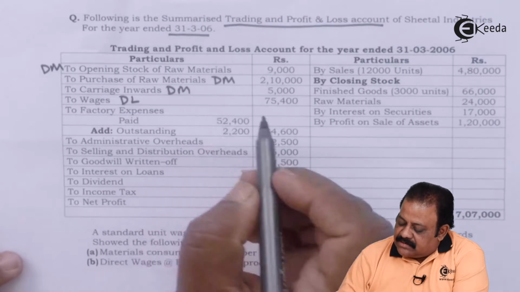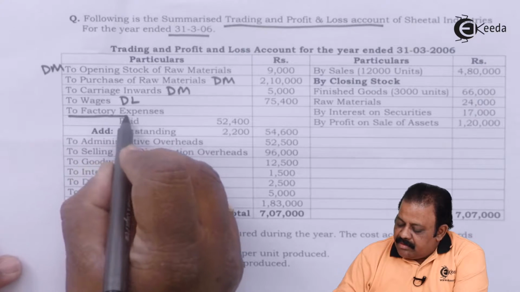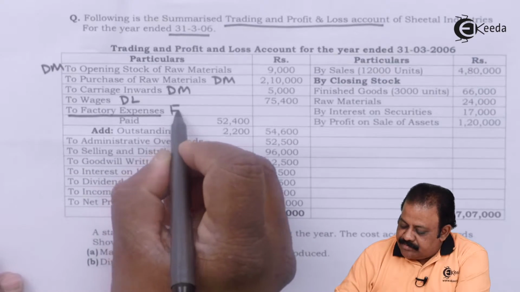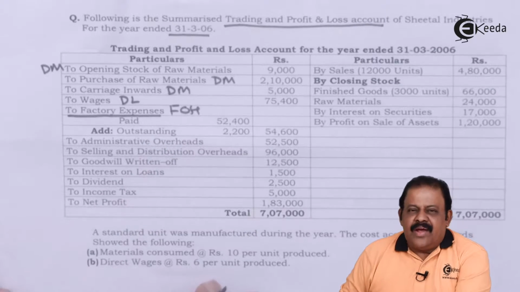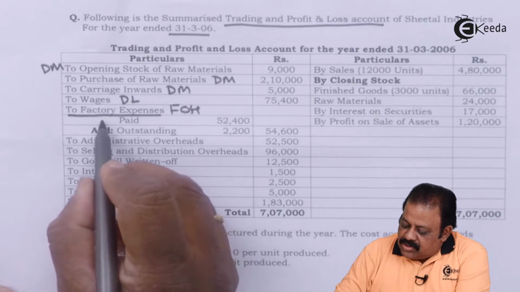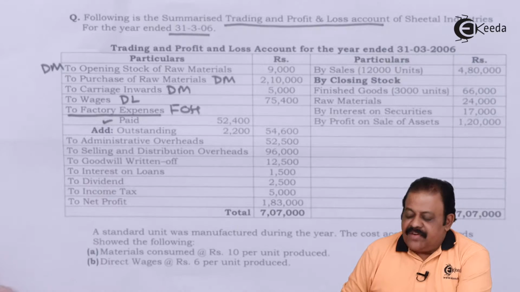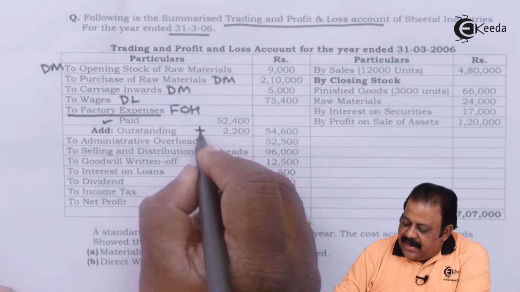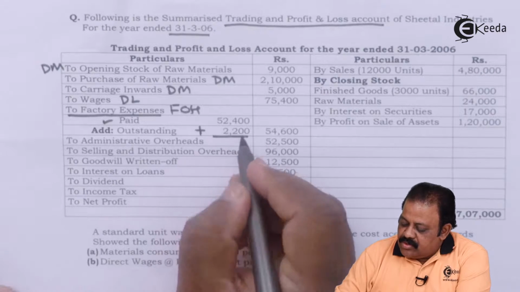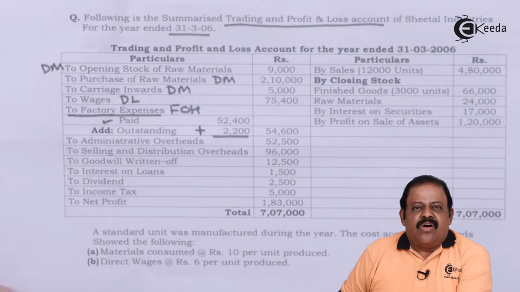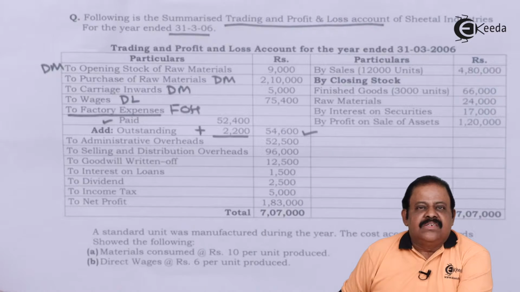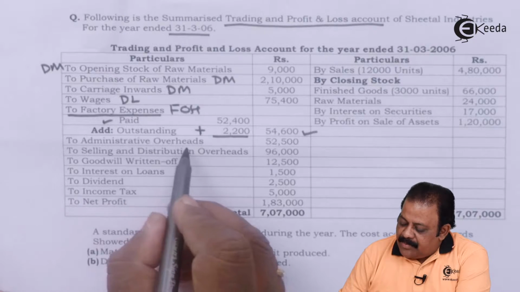Factory expenses, in cost sheet it will be treated as factory overheads. Here they have given two parts. One amount is already paid, 52,400. Outstanding amount is added here, 2,200. So while considering in cost statement, we are required to consider full amount 54,600 as factory overheads.